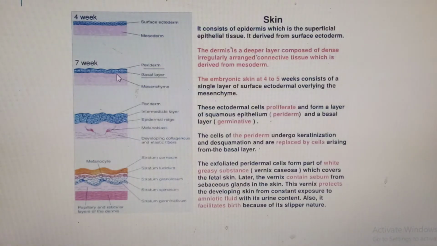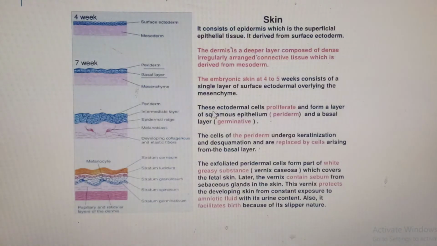Any other cell coming from the epidermis will arise from this surface ectoderm. It begins to proliferate and differentiate to give us what we call the periderm. The periderm is made of squamous cells, the most superficial layer of the epidermis. We also have the basal layer, which upon mitotic division gives rise to the periderm.